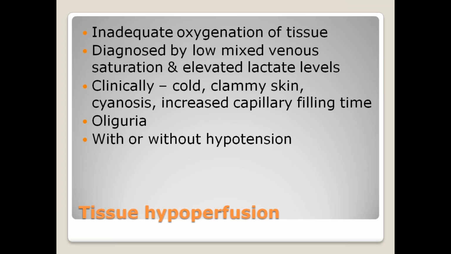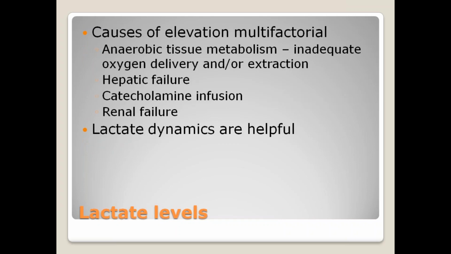Inadequate oxygen delivery to the tissue is diagnosed by low mixed venous saturation and elevated lactates. Clinically, you see the patient is cold, clammy skin, cyanosis, capillary filling time is prolonged, oliguria, with or without hypotension. See, hypotension is not an essential part of poor tissue perfusion, so you have to always keep that in mind. The patient might be severely vasoconstricted, pressures are fine, but still the tissue perfusion is not adequate.